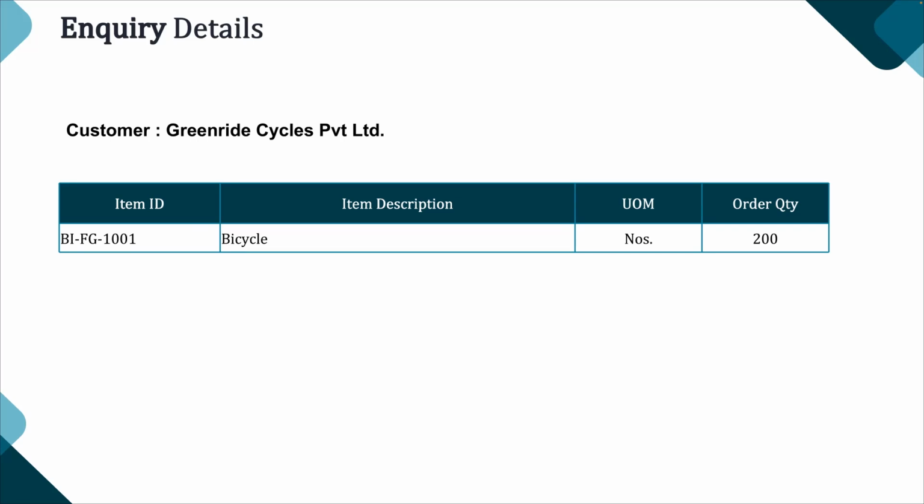This slide consists of the details which we are going to enter on our enquiry screen. Here it consists of your customer, that's Greenwright Cycles Private Limited, and the following item for which you're going to raise an inquiry, that's bicycle, and the quantity, that's 200. Those are the details which you're going to enter in our enquiries.